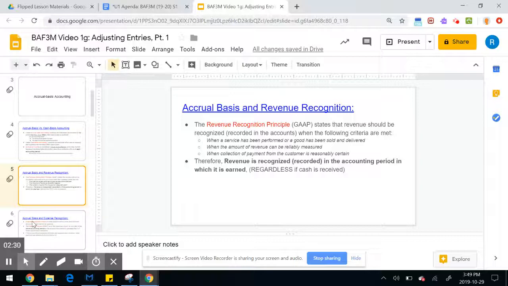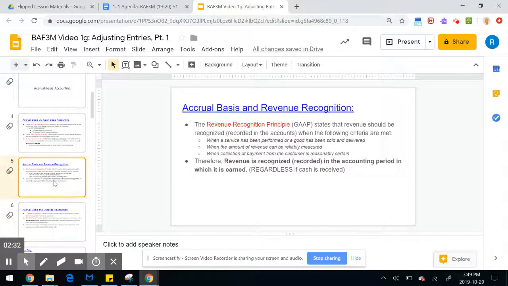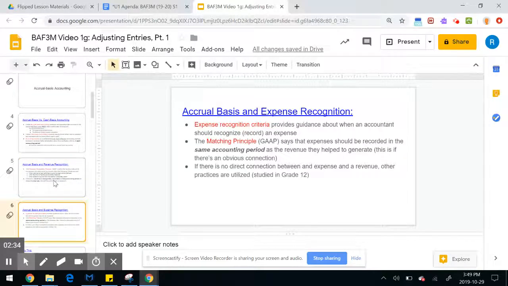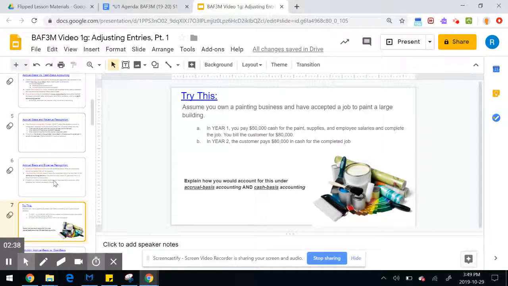So I'm going to skip past these slides because I just sort of talked about them. This is basically just connecting accrual-based accounting to the revenue recognition principle and the expense recognition principle. We recognize them in the months where they actually occur, the revenue and expenses, not when the cash is exchanged.